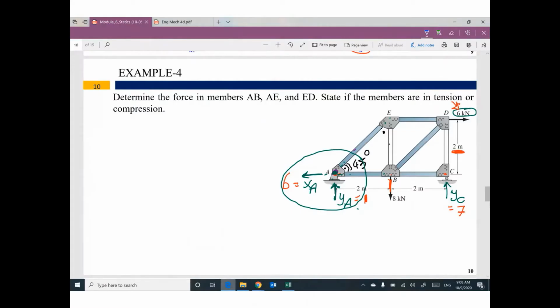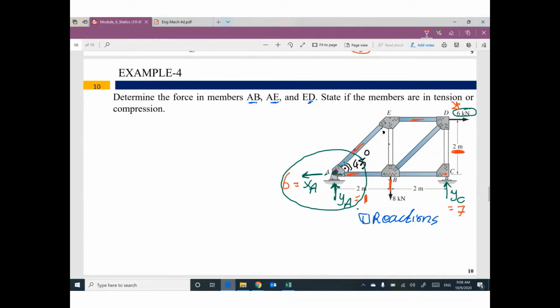Last meeting, I started with you with this example. For this truss, we are looking to determine the internal forces in member AB, AE, ED. First step, you have to figure out your reactions. Second step, we are looking for member AB, this one, and AE, this one, and ED, that one.